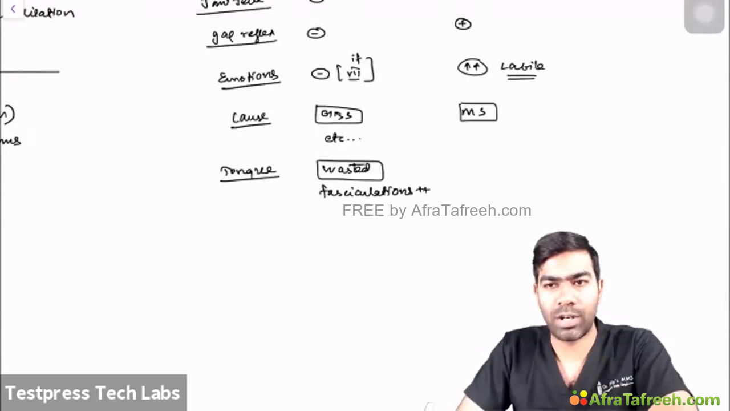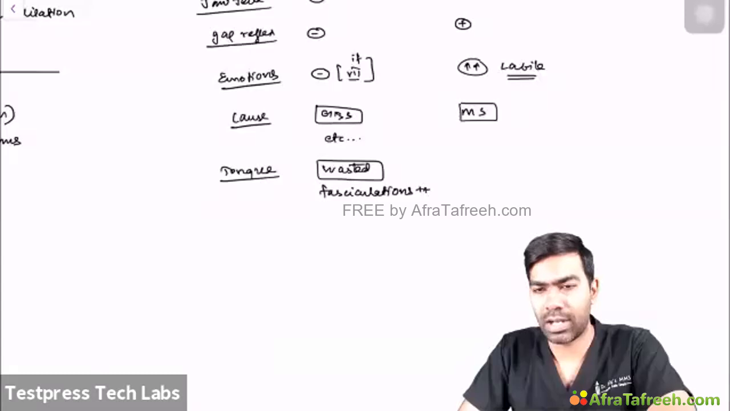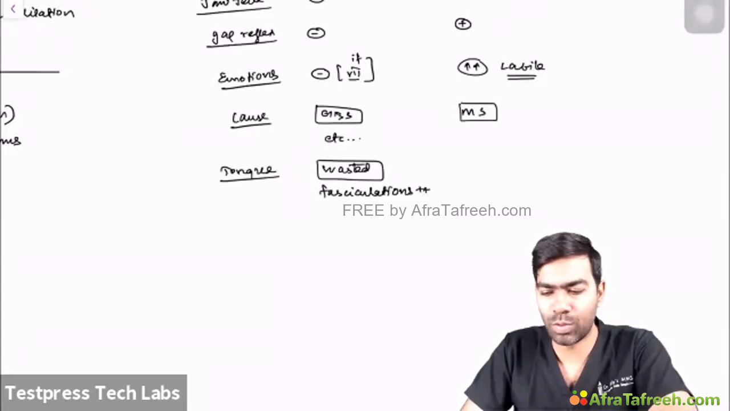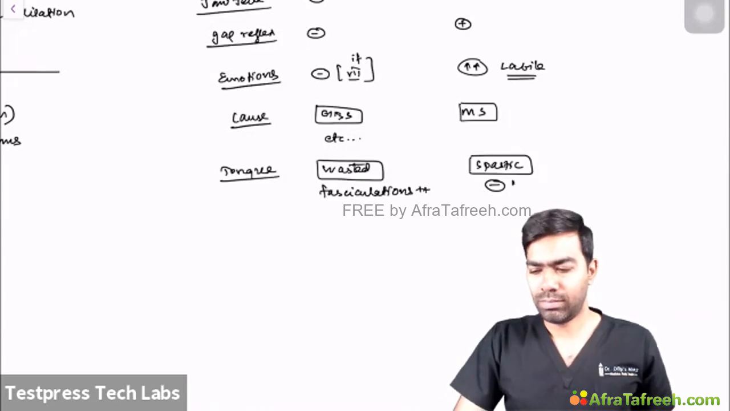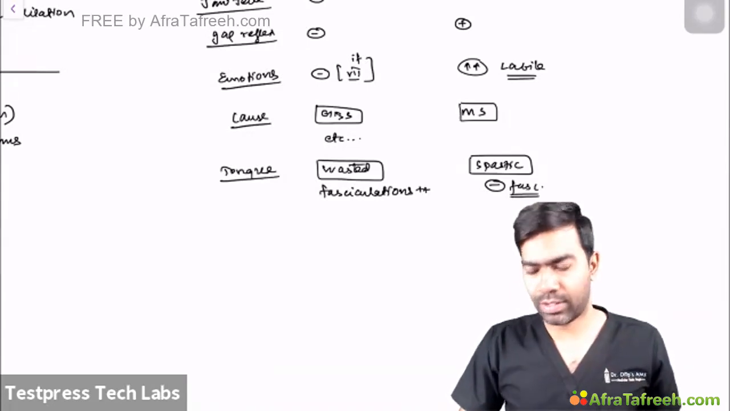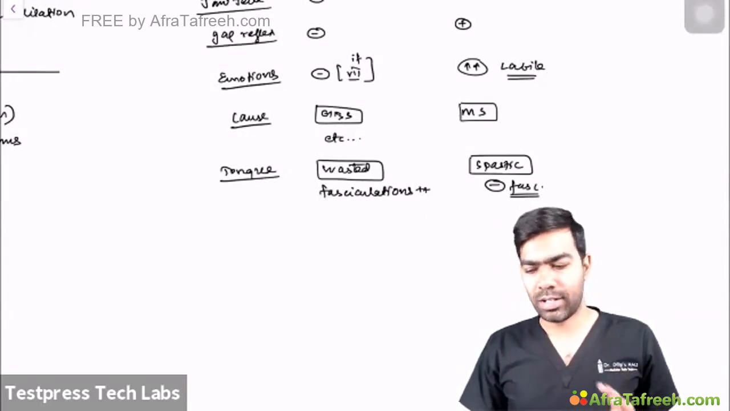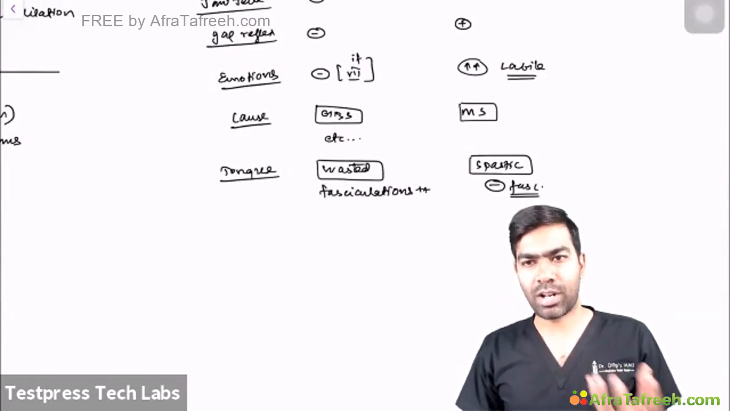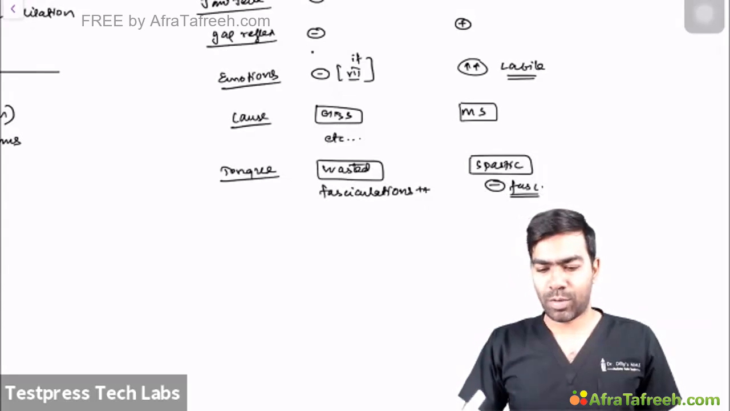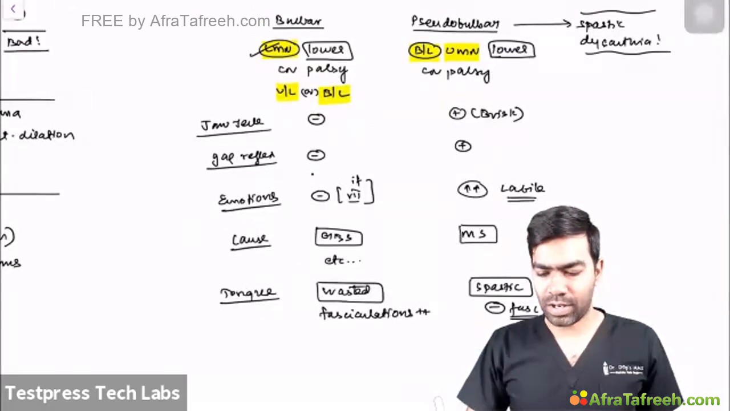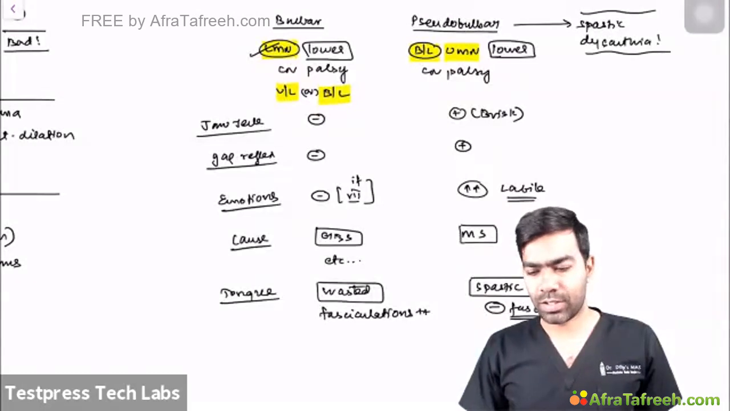Fasciculation is a sign of LMN, of course. And then pseudobulbar palsy is a UMN, so the tongue will be more spastic. They won't be wasted and there won't be any fasciculations. Absent fasciculations, no fasciculations in the tongue. It will be a small tongue, but still it will be very spastic. It will not be wasted or atrophied. Small spastic tongue in pseudobulbar, a completely atrophied and wasted tongue in bulbar palsy. So this is the difference between a pseudobulbar and a bulbar palsy basically.